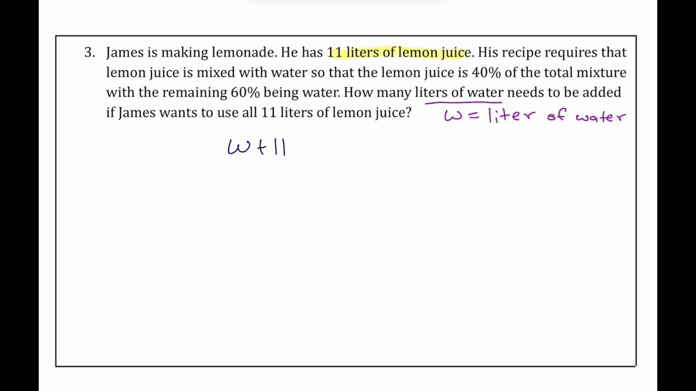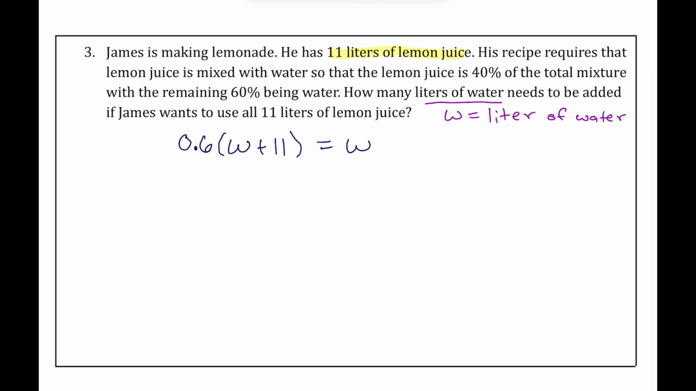The next thing we want to do is think about how much of it is going to be water, right? 60% is going to be water. So if we take that expression and multiply it by 0.6, which is 60% as a decimal, that's going to represent 60% of our total amount of liquid. And we know that 60% of that liquid has to be water. So we're going to set that equal to W. So this is our equation that we then want to solve.